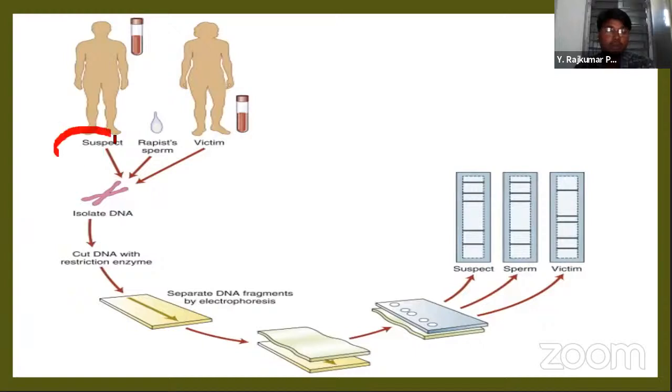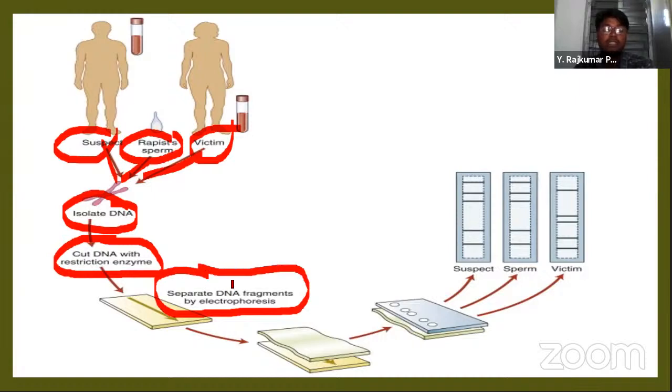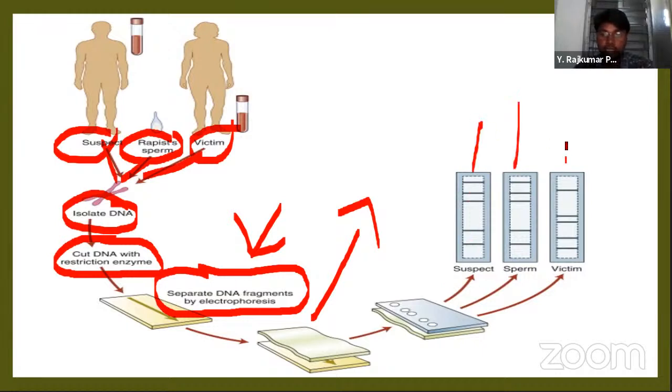Let's see, this is the suspect and the rapist sperm and the victim sperm. From the victim's chromosome, they isolate the DNA, then they cut the DNA with molecular scissors called restriction endonucleases. They separate the DNA fragments by electrophoresis, and then they do the blotting techniques. Okay, Southern blotting. Then they take the genetic map or the DNA fingerprint of the suspect and victim and the sperm. So then there will be the result.